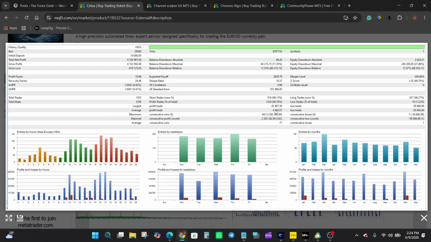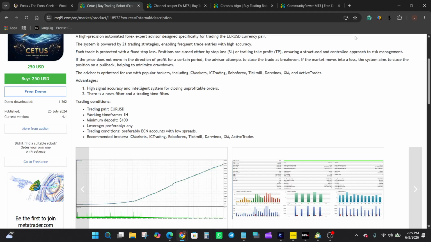The largest profit was 93,987.38. Largest loss 59,686.99. Average profit 4,382.07. Average loss 20,493.4. Okay, so this shows me that the risk to reward ratio on average is bad, but the win rate is excellent, is superb. So I believe that the win rate would have had a very large impact on the total net profit that we had here, coupled with the fact that the total trades taken were over 1,500, right?